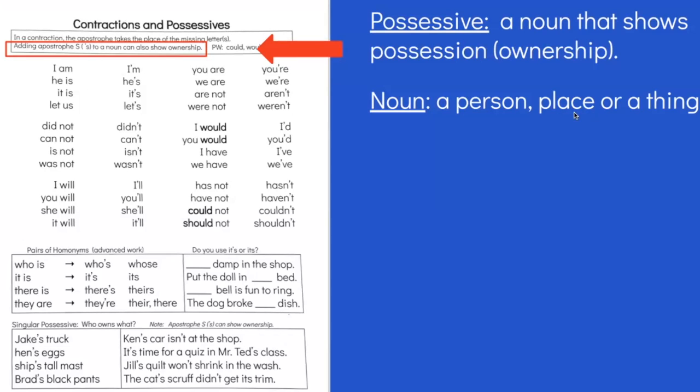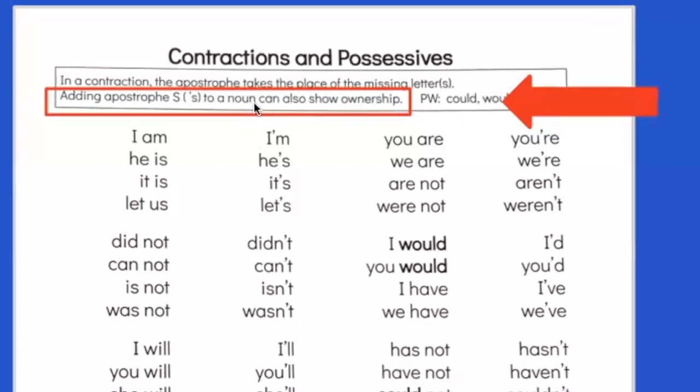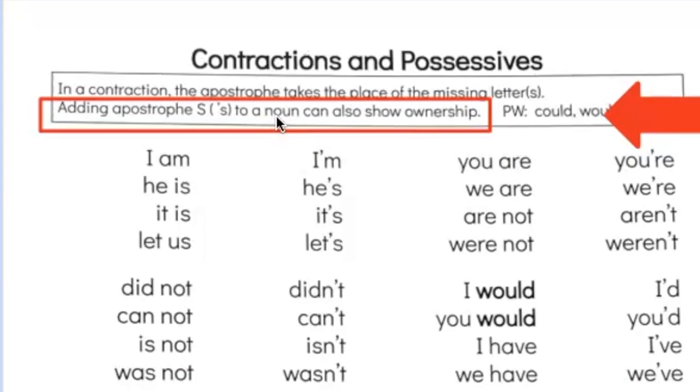Now, for younger students, it may be more appropriate to use the wording from the teacher notes right here at the top of the lesson page that says adding an apostrophe to a noun can also show ownership. And a noun is a person, a place, or a thing.